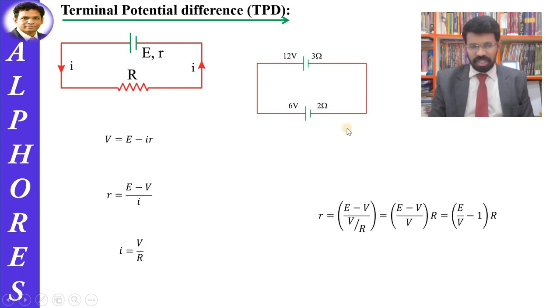But right now, what is happening? See, it's a loop, and here this 12-volt cell is trying to drive the current in anti-clockwise direction, whereas the 6-volt cell is trying to drive the current in clockwise direction. But the 12-volt cell will dominate the circuit, isn't it? Because it has more EMF. So the resultant current will be in anti-clockwise direction. So when the current is moving in this loop in anti-clockwise direction, the 12-volt cell undergoes discharge and the 6-volt cell undergoes charging, isn't it? We have seen this one earlier.